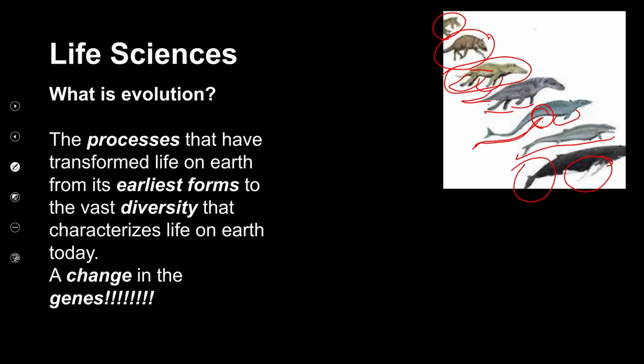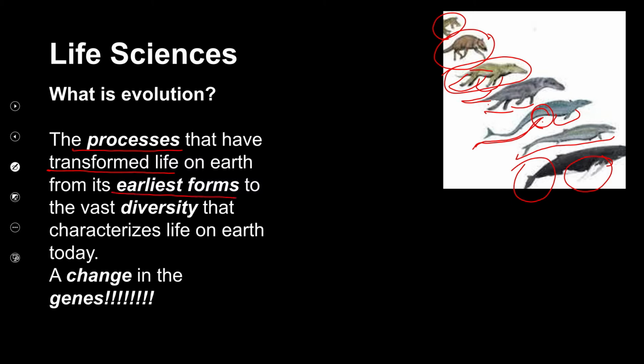So let's have a look at the concept, and basically what evolution is: it's processes that take place. During those processes, as I said, genetic mutations occur, and they change, or transform, life from what it was in its earliest forms.